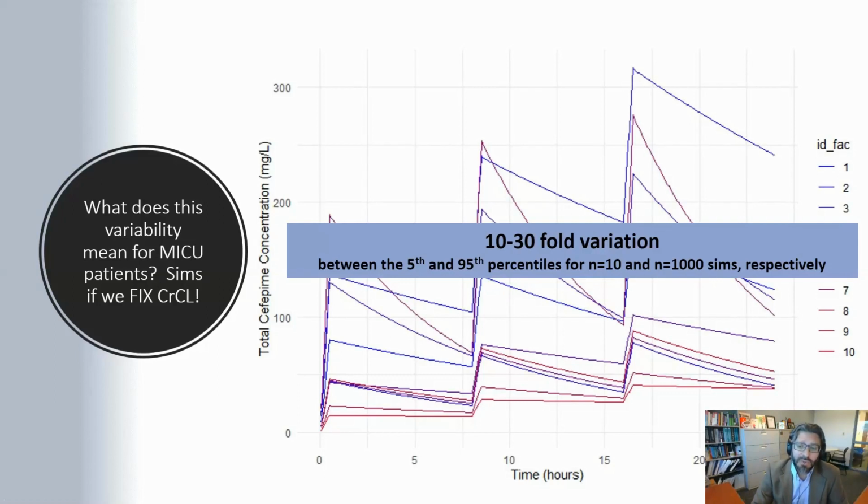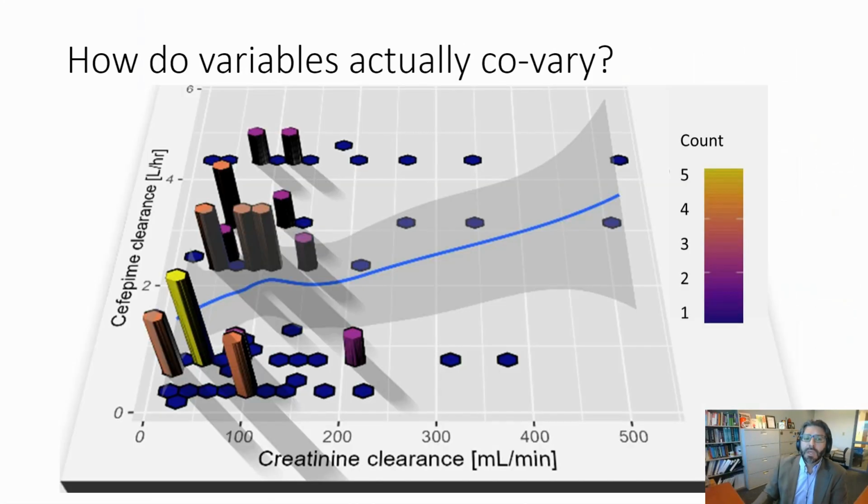And this is a number that I think you'll hear over and over again, or see over and over again if you review the pharmacokinetic, pharmacodynamic literature for ICU patients. Lots and lots of variation. But then you might say, well, does it matter? I mean, there is this variation, and we know that we have creatinine clearance, and creatinine clearance varies highly in these ICU patients. And so we incorporated creatinine clearance into our model, and we looked at the relationship of creatinine clearance on the x-axis to cefepime clearance on the y-axis.